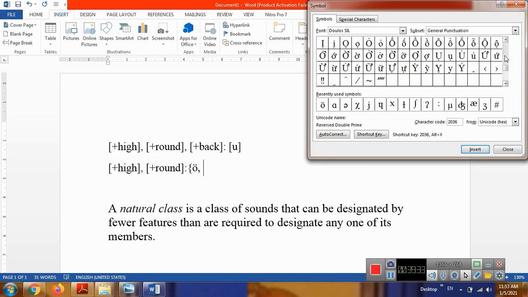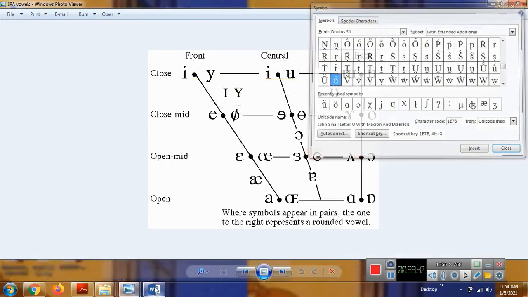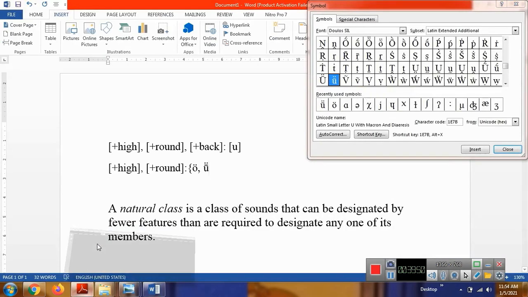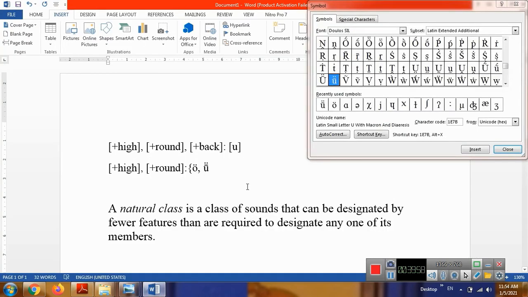I couldn't find that symbol, but instead of that symbol I use, for example, this instead of that Ü. I mean by this sound, Ü, and U and O. They are a natural class in Turkish.